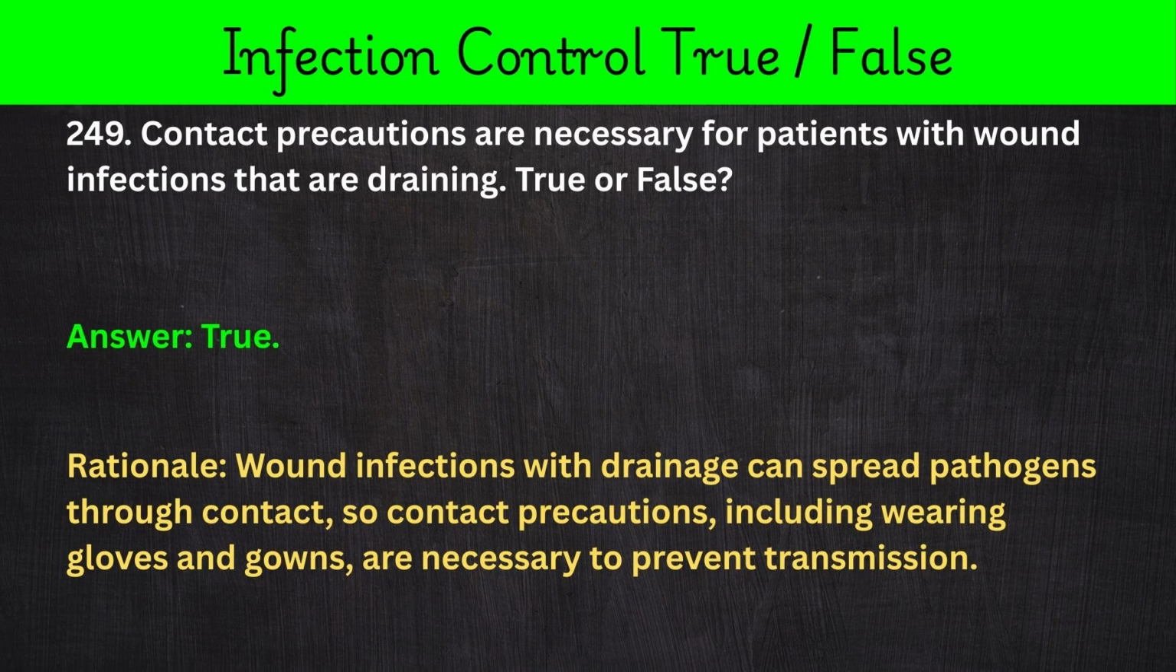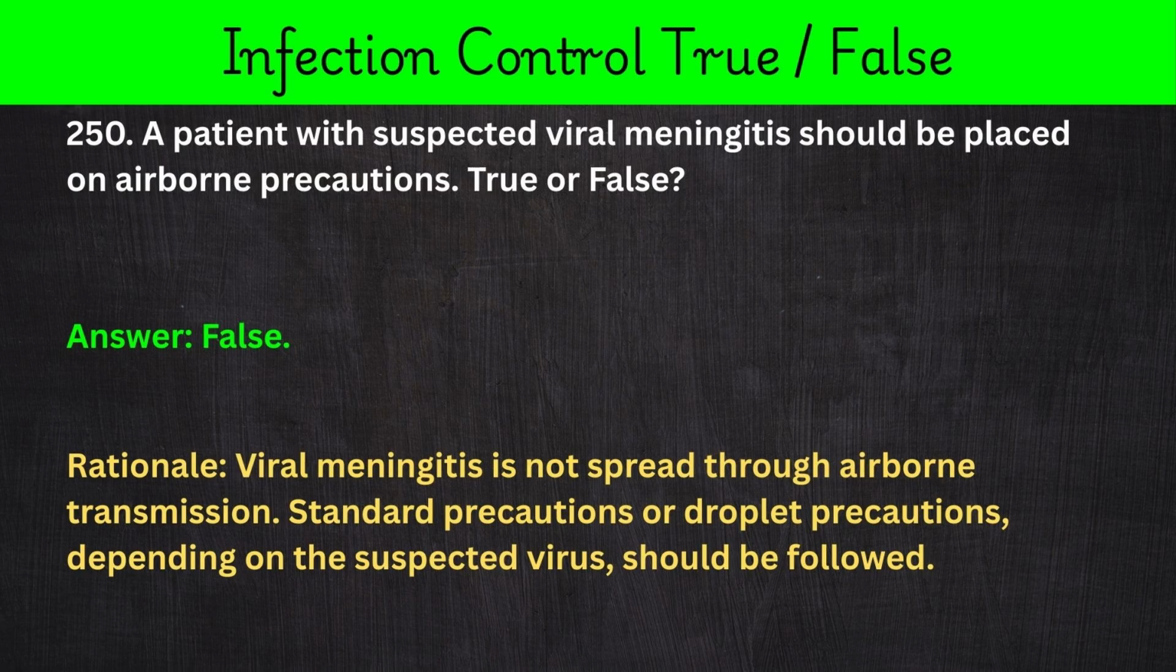249. Contact precautions are necessary for patients with wound infections that are draining. True or false? Answer: true. Rationale: wound infections with drainage can spread pathogens through contact, so contact precautions, including wearing gloves and gowns, are necessary to prevent transmission.